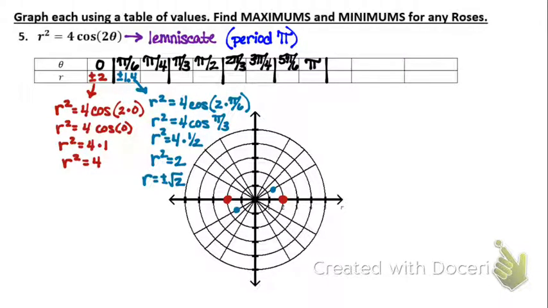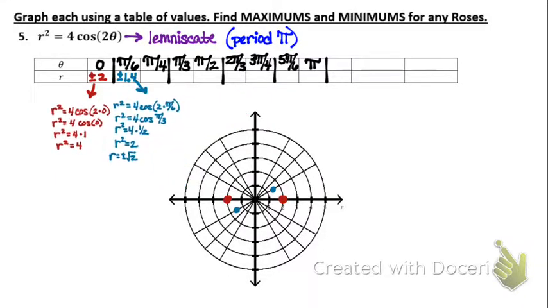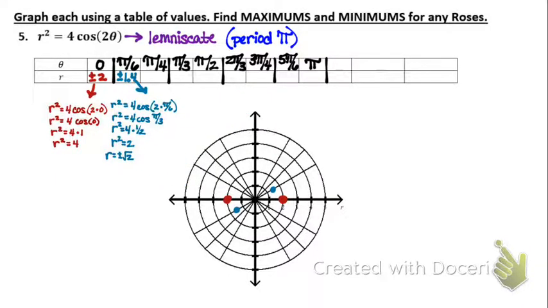When I put pi over 4 in, I'm going to have to scoot all of this stuff a little bit so that I've got some room here. I do 2 times pi over 4. What's 2 times pi over 4? Pi over 2. What's cosine of pi over 2? 0. So 4 times the cosine of pi over 2, I end up with r squared equals 0. So my output here is 0. I've got a point right on the origin.